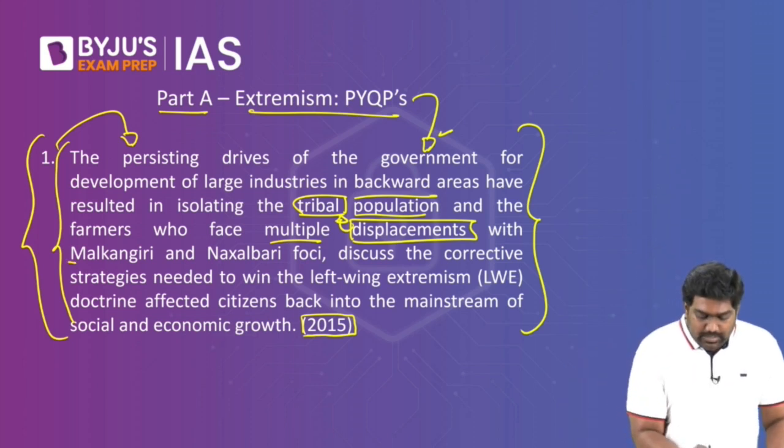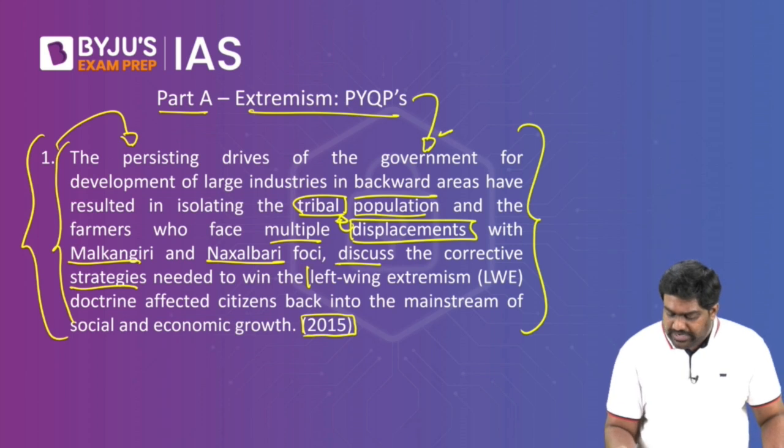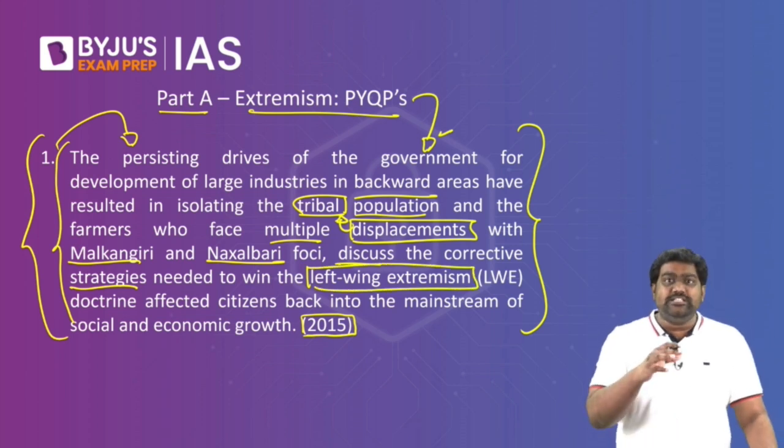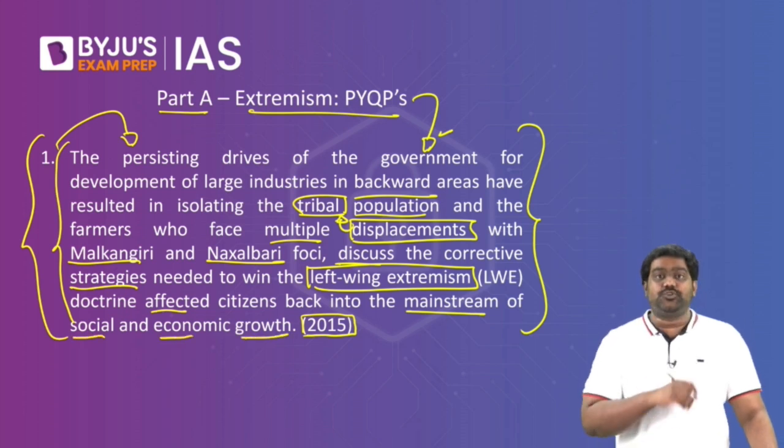It focused on Naxal-hit areas like Malkangiri and it was asking you to discuss the strategies needed to fight against left-wing extremism. Essentially, the measures adopted by the government to combat left-wing extremism.